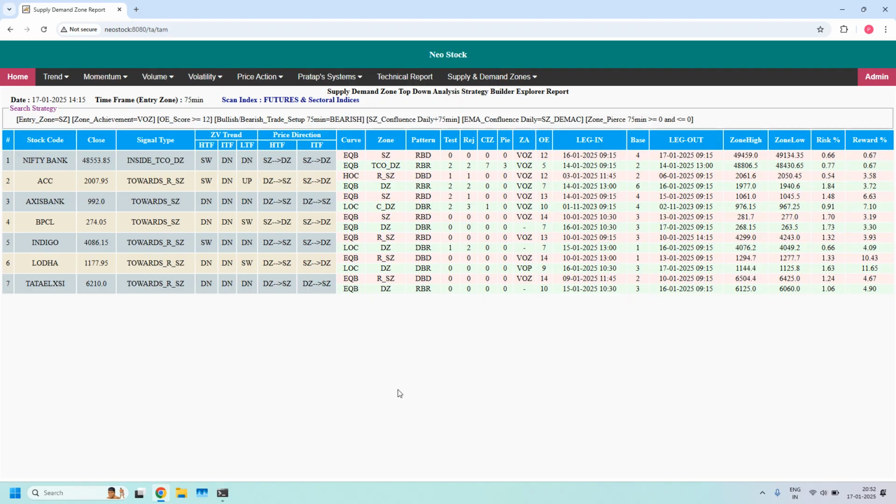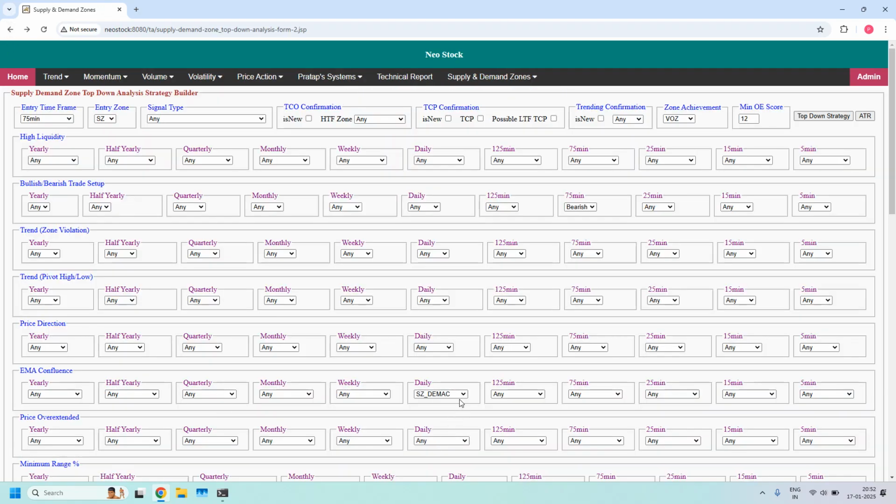Okay, this is about a bearish trade setup for weekly income trade. But here one more filter we can set. We set only daily and 75. That is LTF and ITF. But HTF is also there, right? So let us filter even those stocks. So ITF EMA confluence I have to remove.